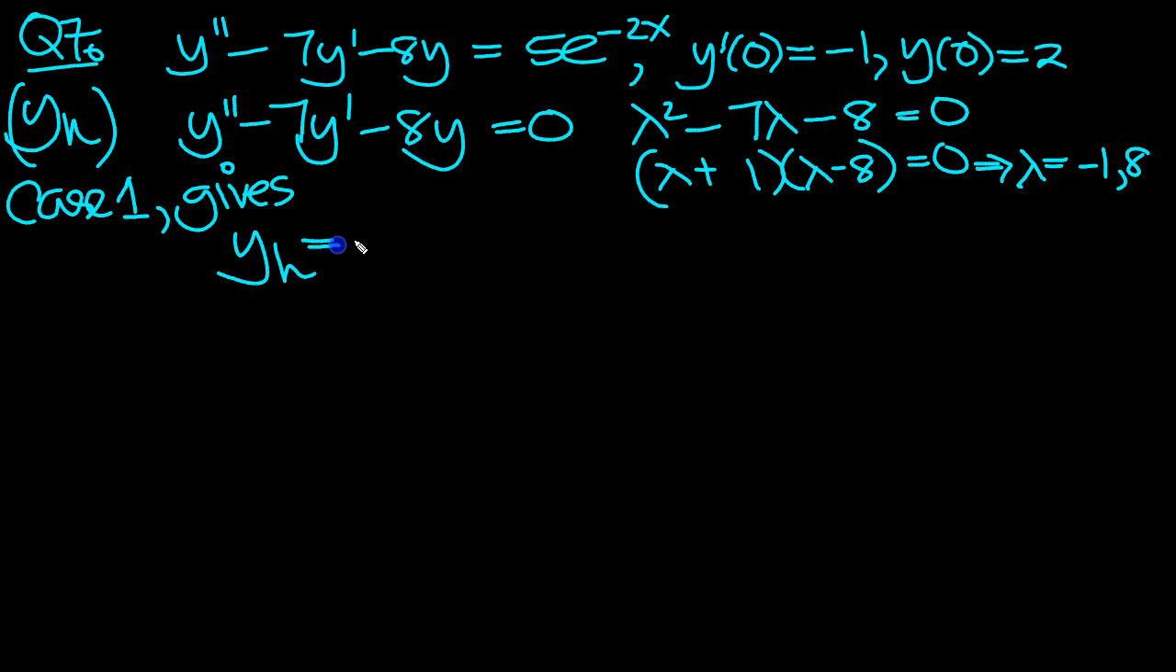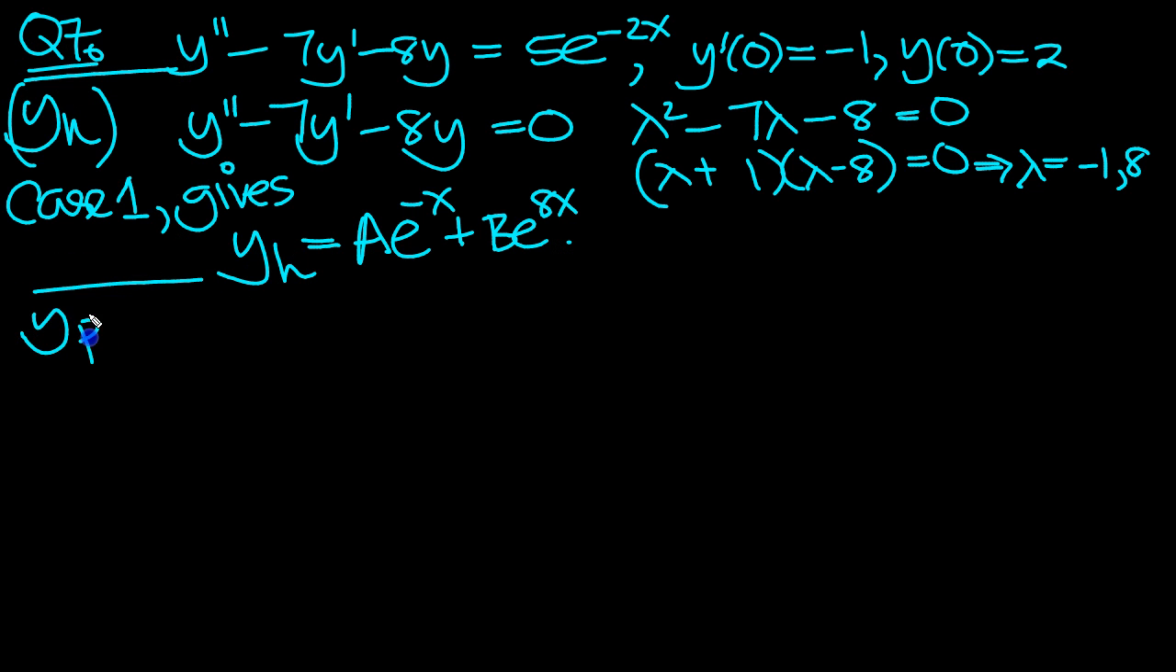The yh we're dealing with here is equal to a e to the one of the roots, minus x, plus b e to the other root, which is the 8. There we go. That's the yh done then. Now we turn our attention to yp and we try something as a substitution to get the particular integral solution. Okay, we've got 5e to the minus 2x.